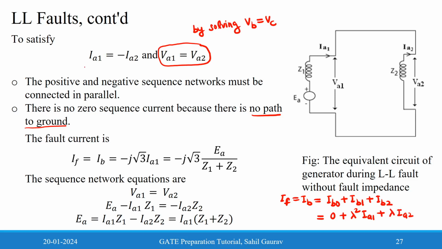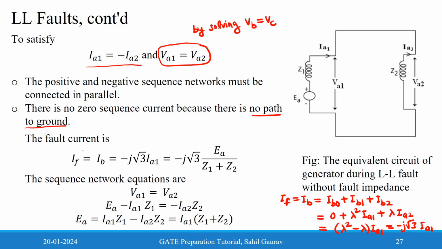And in the previous case, we have solved that IA1 is equal to minus IA2. So we can write lambda square minus lambda times IA1, and lambda square minus lambda will be minus j root 3. From there, you can find the fault current in line to line faults. After making the equivalent circuit diagram during the LL fault, you can write the sequence network equations just by following the KVL.